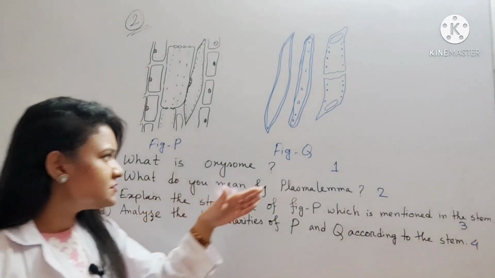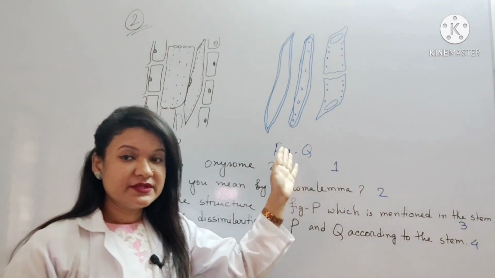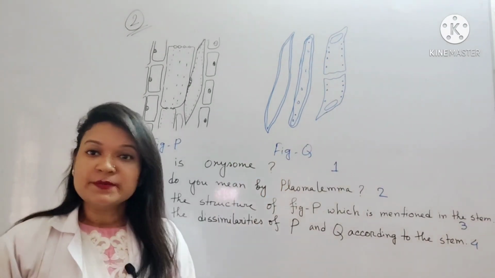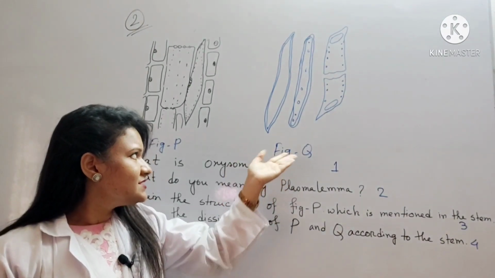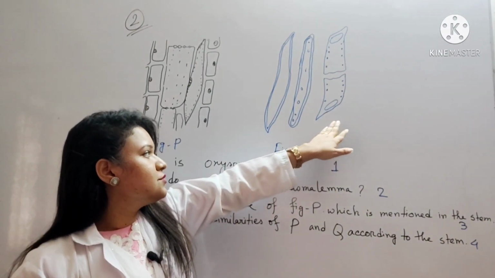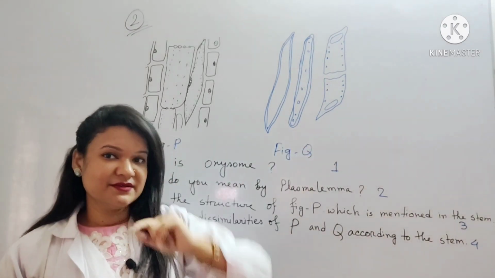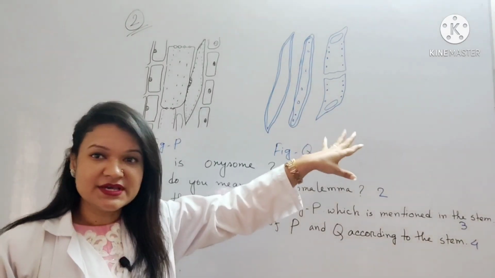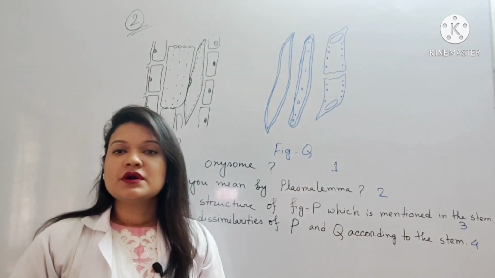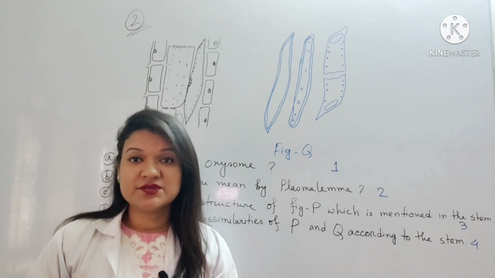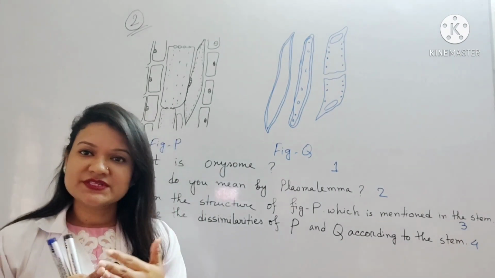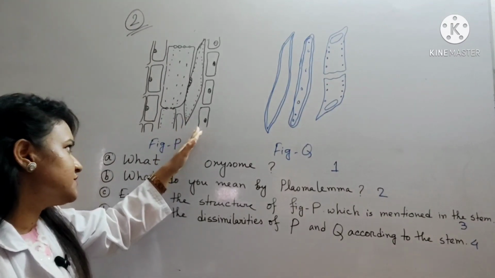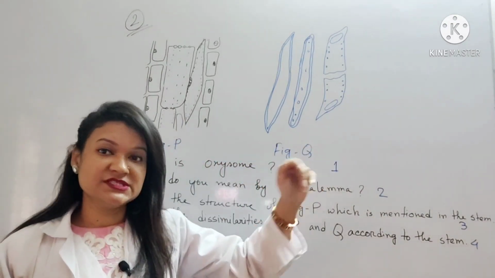Okay, then I will go for figure Q. Now you have to find out what the actual figure Q is. So I think you understand what Q is, and this is our xylem. So first of all, you have to find out what the stem is actually showing. So we find out figure P is phloem and figure Q is xylem.